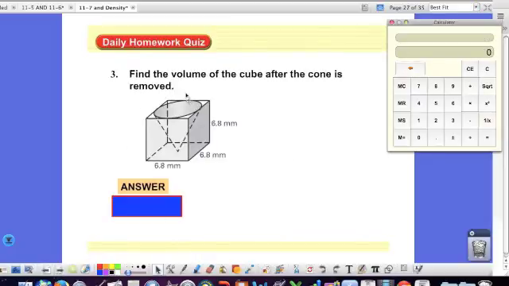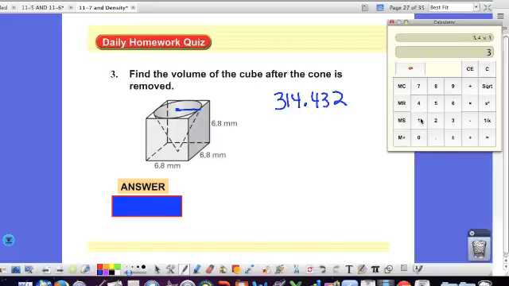For problem number 3, find the volume of the cube after the cone is removed. So we need to find the volume of the cube, the volume of the cone, and subtract the two. So the cube is 6.8 times 6.8 times 6.8, and it's 314.432. Obviously, we're going to have some rounding issues here. The diameter of this cone is 6.8. We want the radius, which is 3.4.